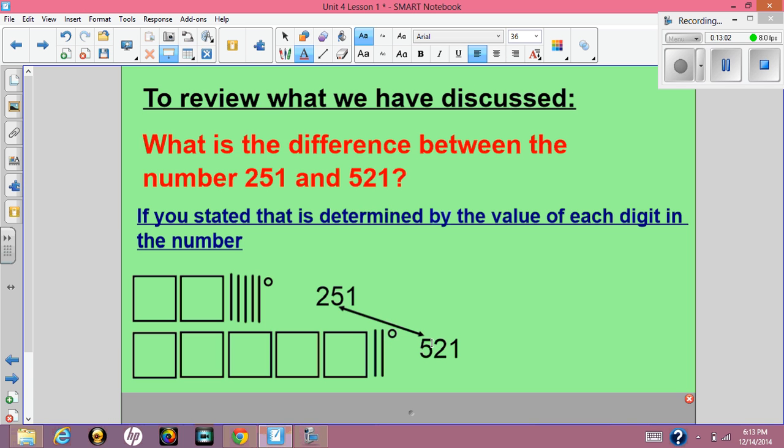If you look, although we have two 5s, they are not of the same value. So what is important is to recognize the value of each digit in a number, and how we can interpret that using a place value drawing.